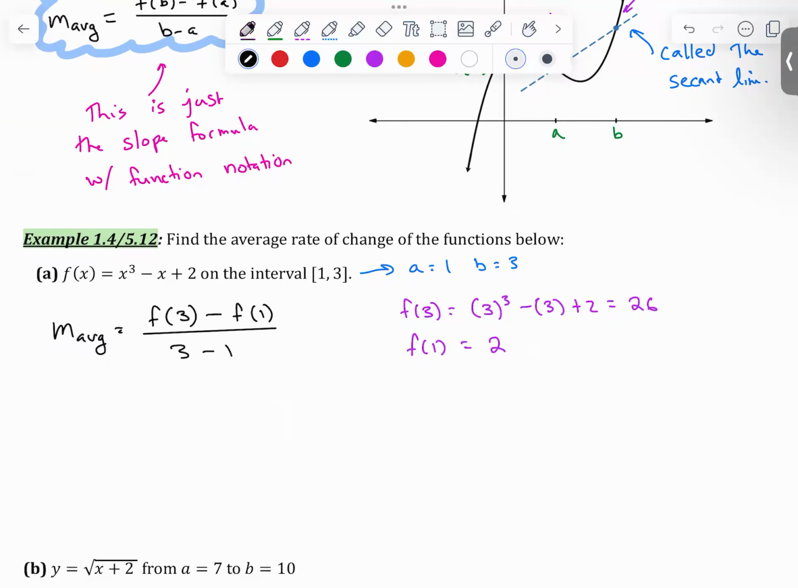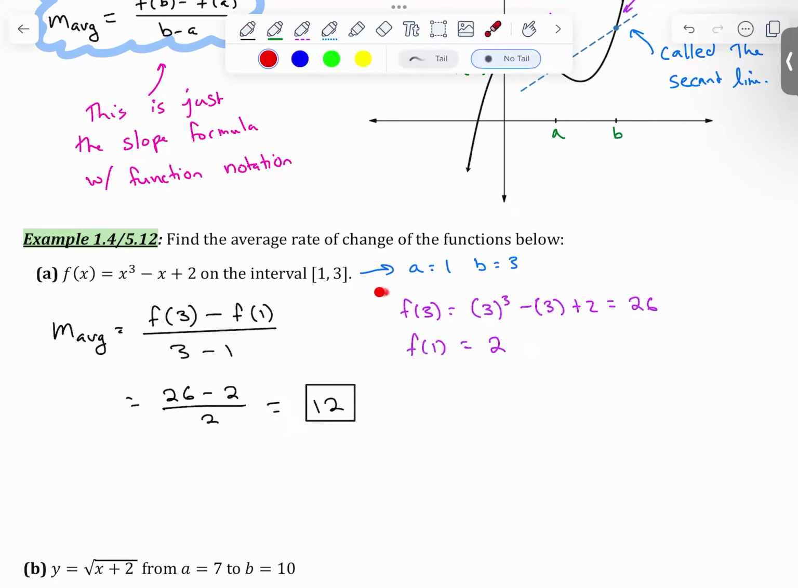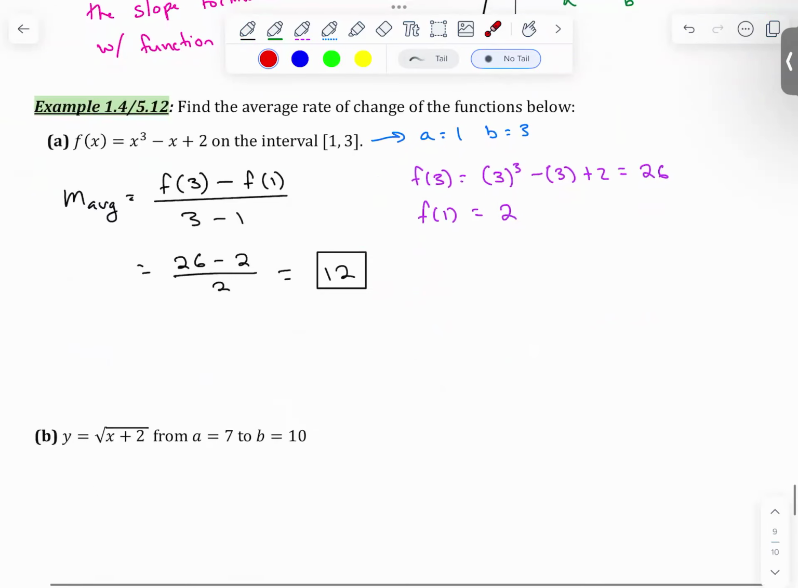So this will be 26 minus 2 over 2. That's 24 over 2, which is 12. So the average rate of change, the slope of the secant line of this function between 1 and 3, is 12. The next one is the function y equals the square root of x plus 2 from a equals 7 to b equals 10.